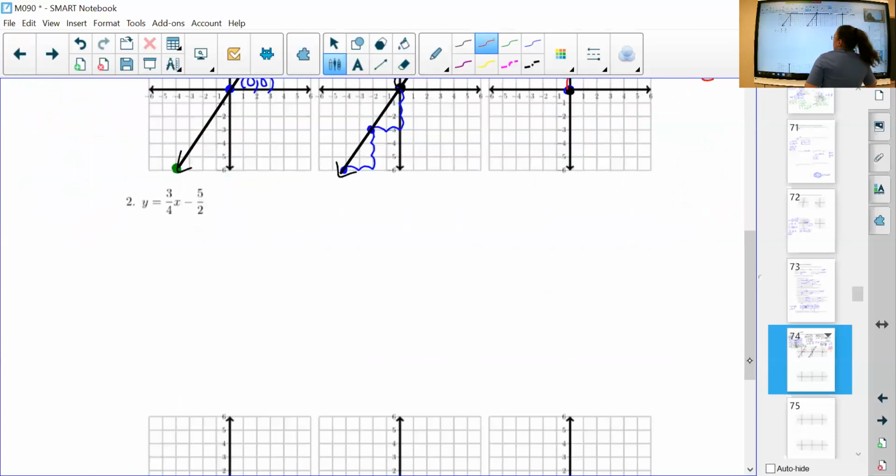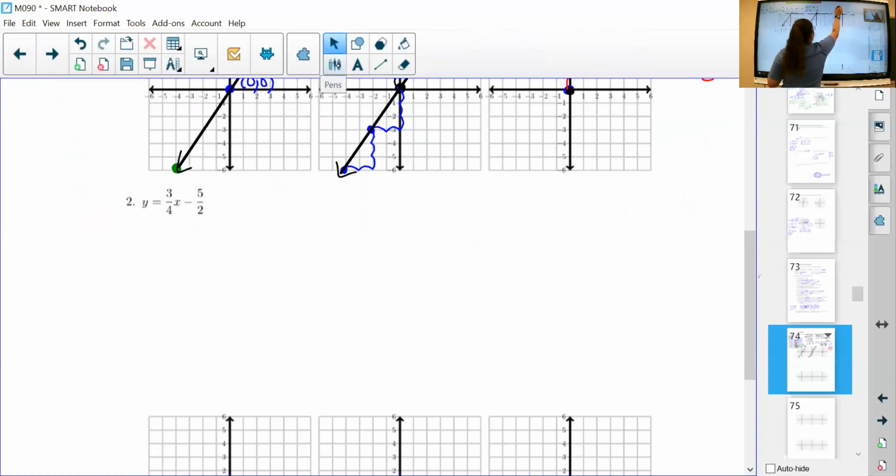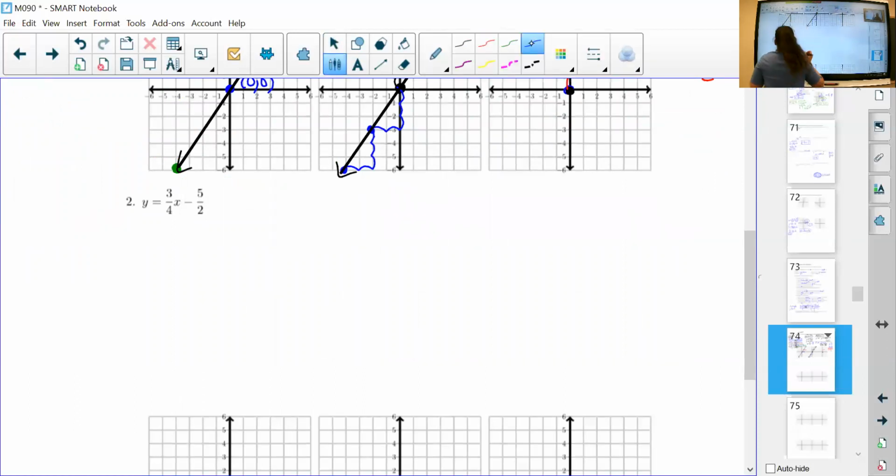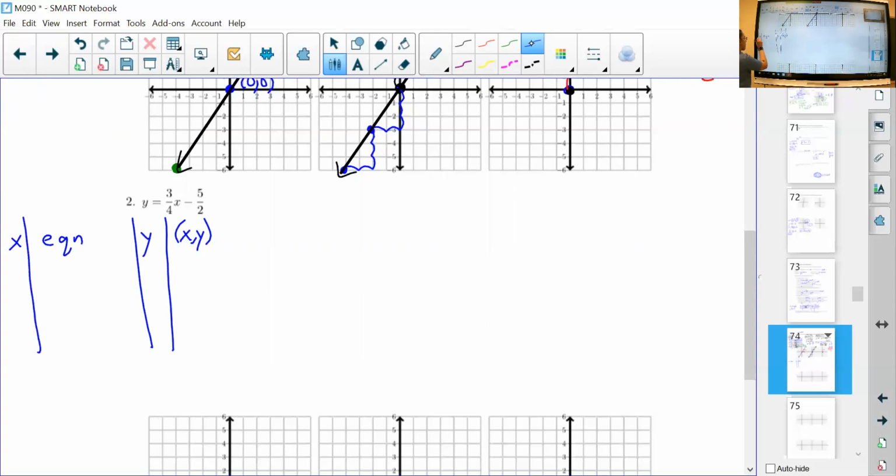Let's start out number 2 together. And we'll start with our 4-column chart. So we have X, the equation, Y, and XY. Okay. I get to choose my X. I'm going to start with, this is kind of a tricky one. So we've got fractions all over the place. 0 is pretty easy though.